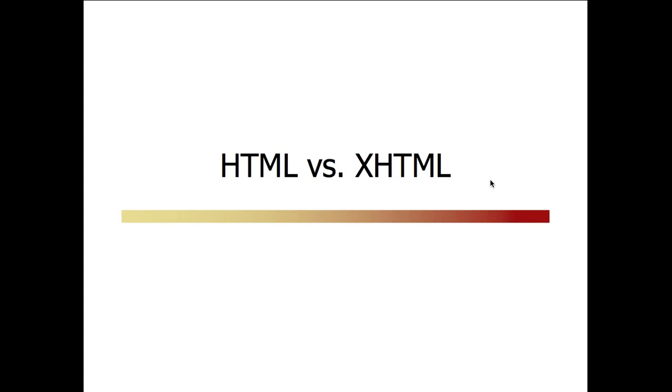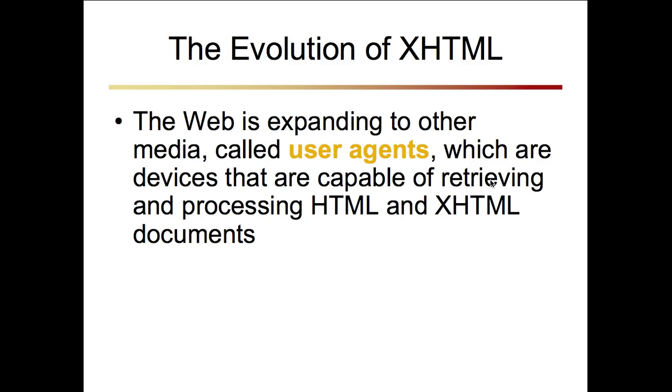So let's talk about HTML versus XHTML. We've already hit some of this stuff, but I want to reiterate some points because it's important. The sloppy code is HTML. The compliant code is XHTML. So the web is expanding. We have other user agents. That's the word I was looking for earlier and I couldn't remember.